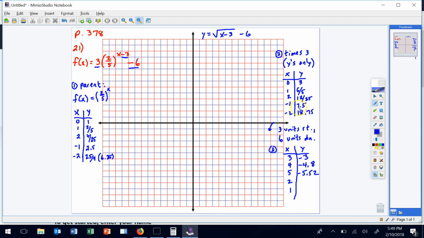All right, so here we have 7.5 minus 6, that's 1.5. And 18.75 minus 6 is 12.75. And we have our final table, and I'll circle this table because this is the table that we're actually going to plot the points for, connect the dots, and we will have our final graph.